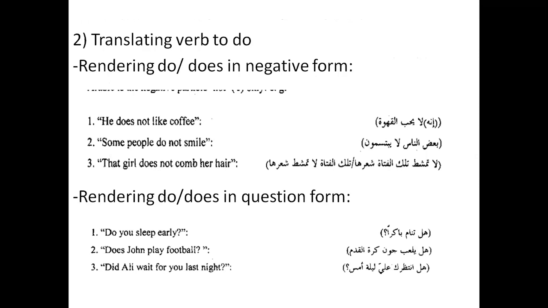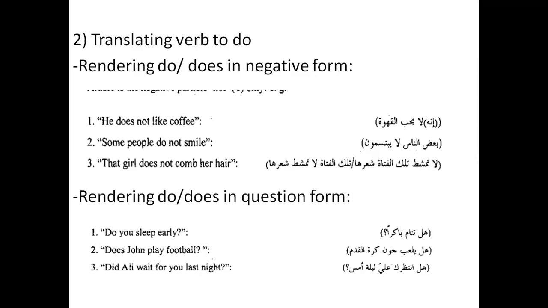Now moving to verb, translating verb to do. First of all, verb to do consists of do and does as indicative forms for present simple. Did is an indicative form of past simple.